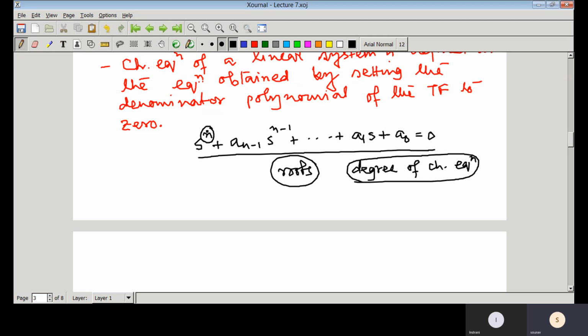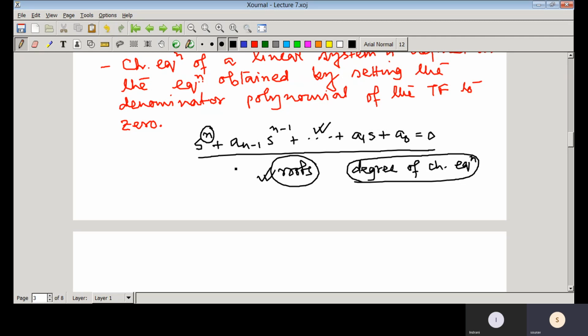And it is very important that the roots of this characteristic equation actually say about the stability of that system. As we have discussed in the introductory classes, whenever you are considering dynamical systems, the primary requirement is that the system should be stable. So now the question is, how do you know the system is stable or not? The roots of the characteristic equation tell you whether the system is stable or not.